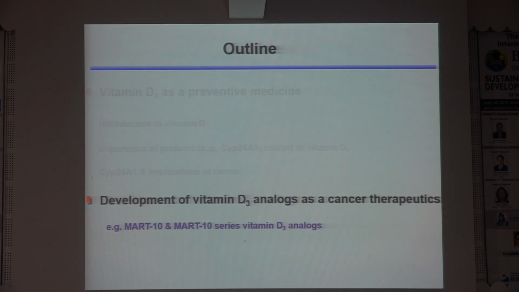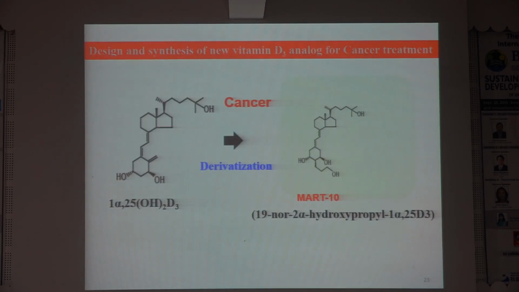Now I move to the second part. Here I will talk about the development of vitamin D3 analogs in cancer therapeutics. Here are some examples of the analogs, MART10 and the MART10 series, vitamin D analogs that we developed. So here is the structure of the 1,25 vitamin D3, and using the derivation process we synthesized the MART10 and investigated its anti-cancer functions.